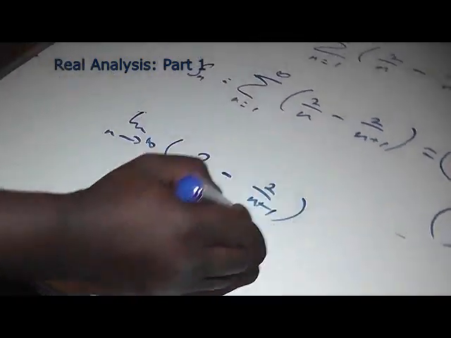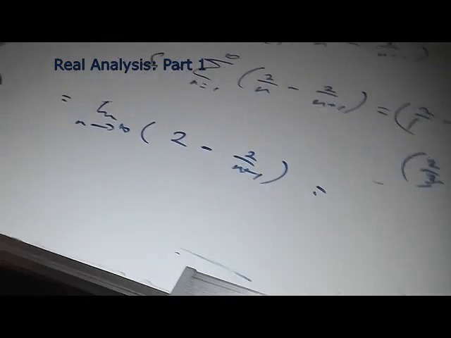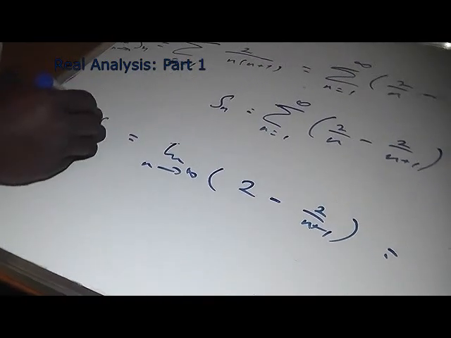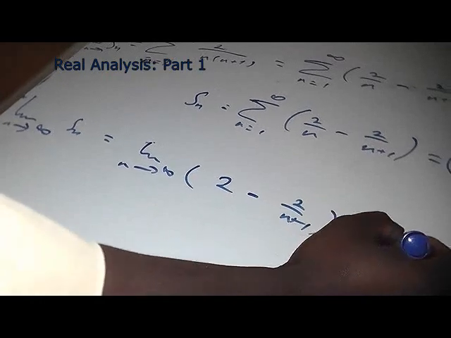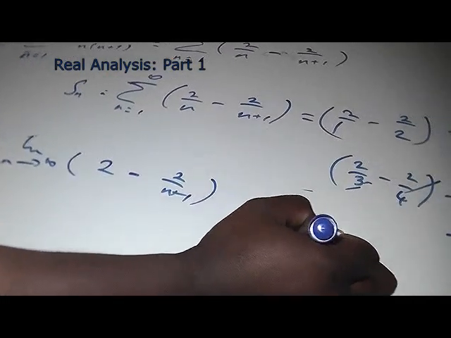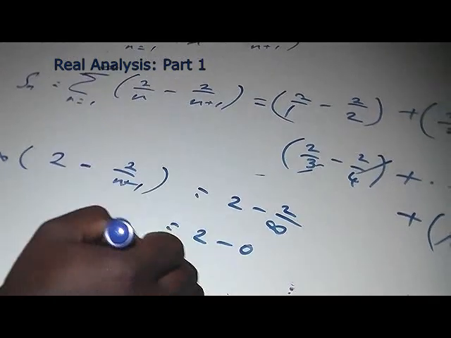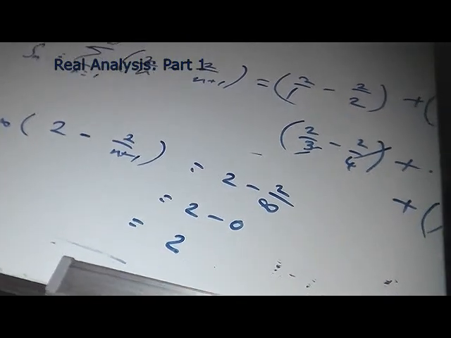Now take the limit as n tends to infinity of Sn. This gives 2 minus 2 over infinity, which is 2 minus 0, which is 2.